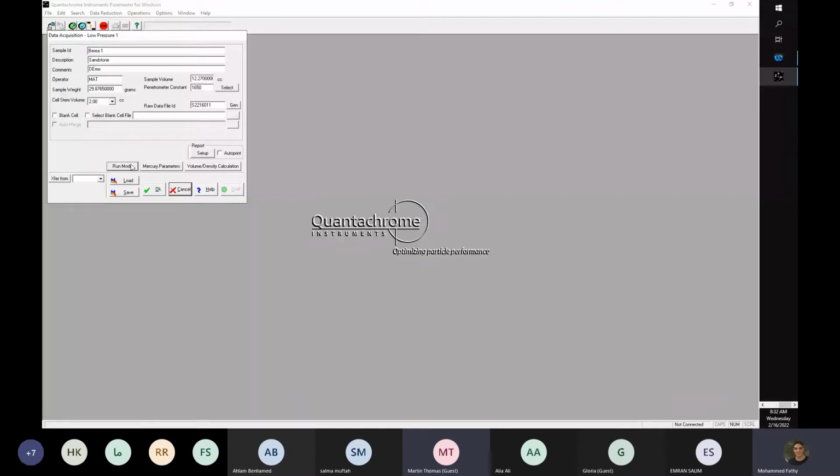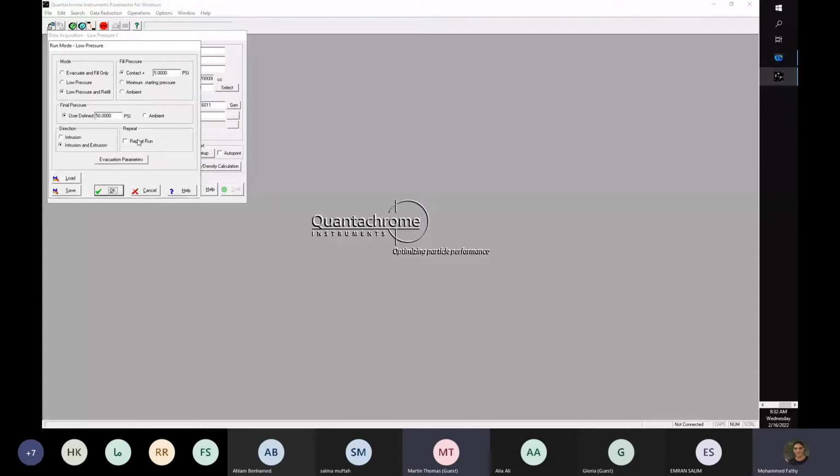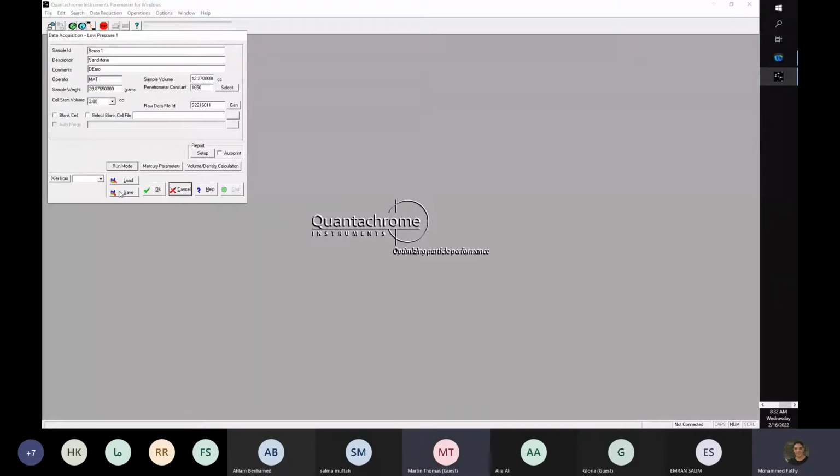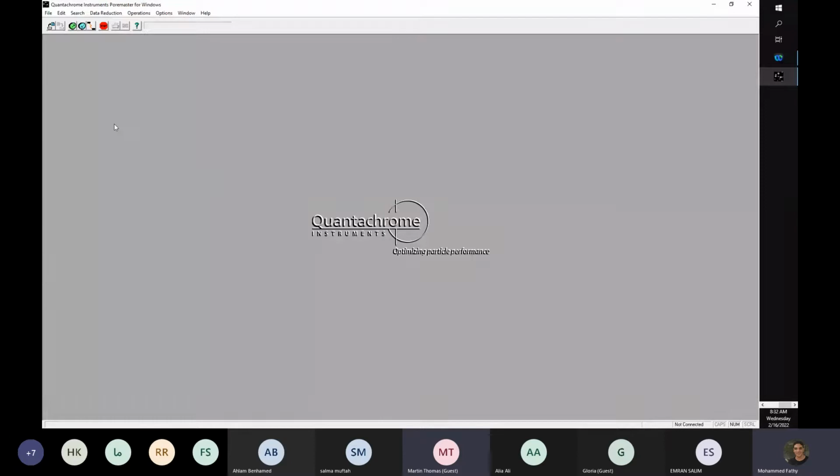So in terms of, this is like sample information, penetrometer information. This is the actual conditions for doing what's called a low pressure analysis, and that will create data in the low pressure region. Okay. When that's done, say, okay, I'm done with low pressure. Now I want to run high pressure.